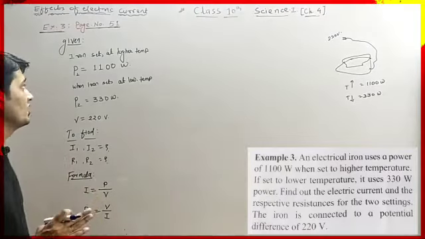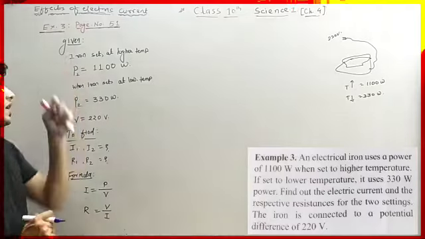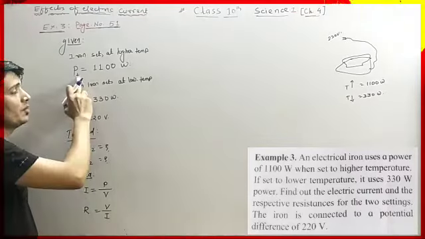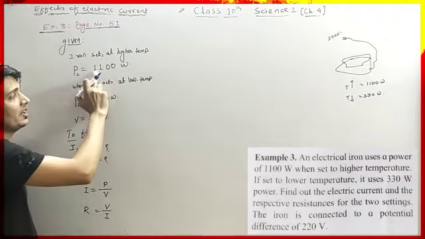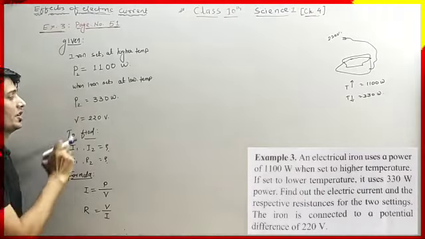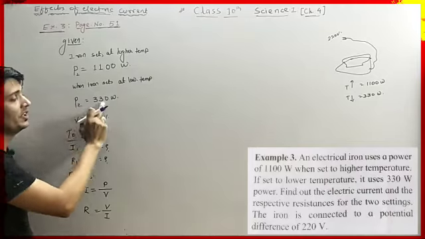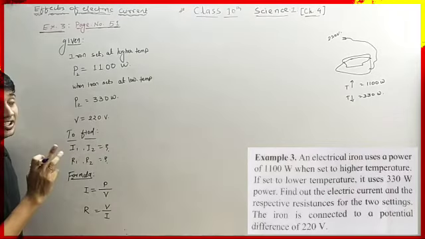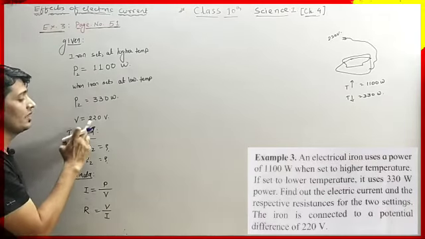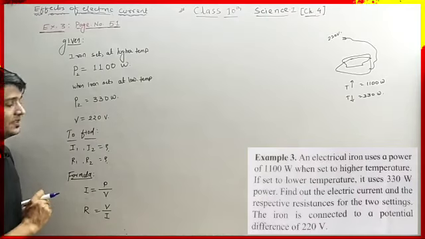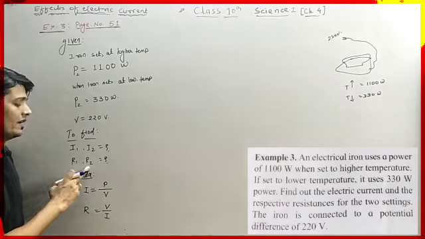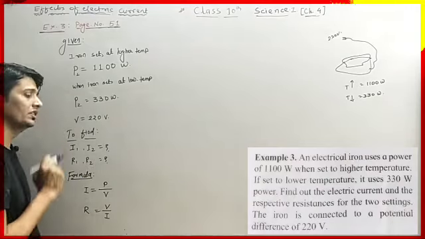So first we have to understand the given part. What is the given part? When the iron is set at higher temperature, the power will be P1, which is 1100 watt. When the iron is set at lower temperature, then it is P2, which is 330 watt. The iron is connected with 220 volt of potential difference. What do we have to find? We have to find I1, I2, R1 and R2, for both the cases.